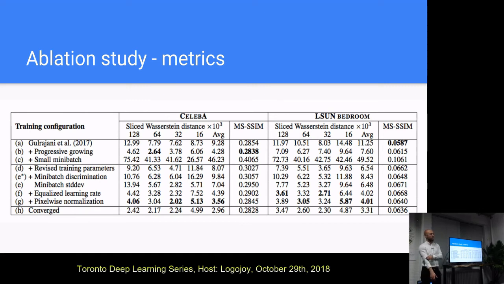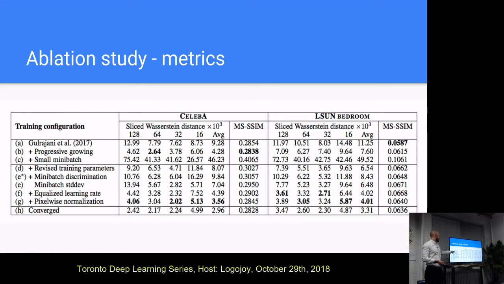How many images? 16,000. Each? Yes. These are all done over the same 16,000. So what you'll notice with MS-SSIM is that it doesn't improve when the results improve.